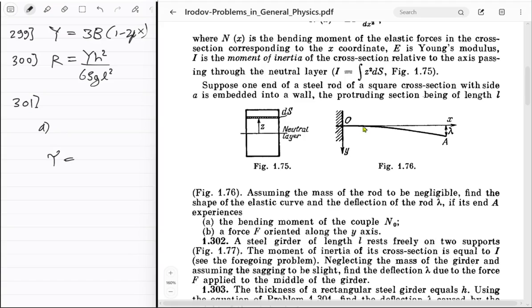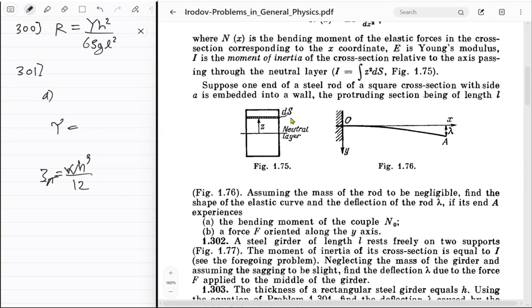Right? What is the cross section? Okay, square cross section with side A. Oh, that's interesting. Well, yeah. What was the thing? It was just W H cubed upon 12. That's our I value. That's what we got the last time, right?